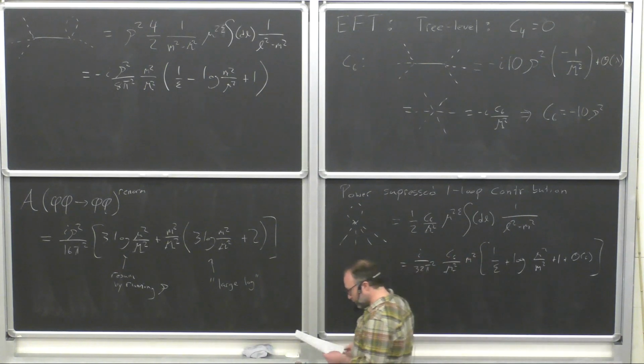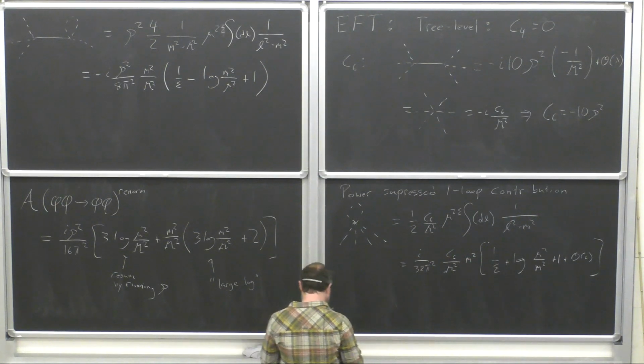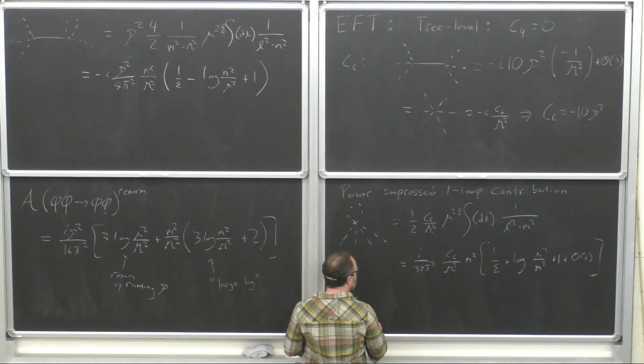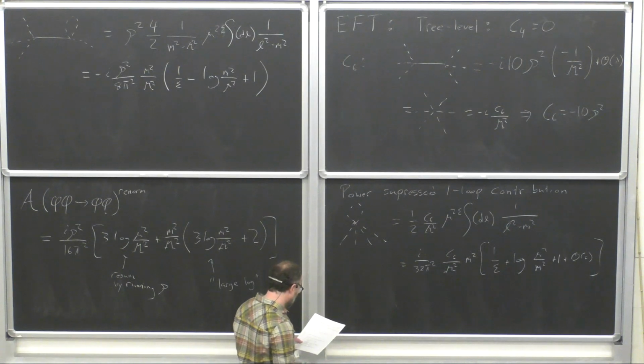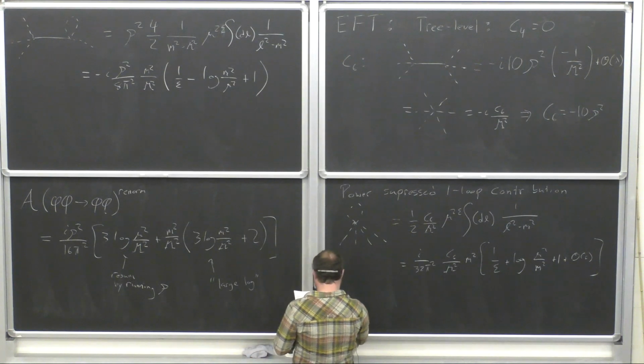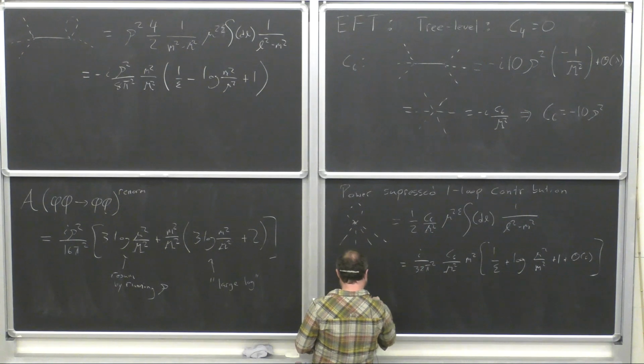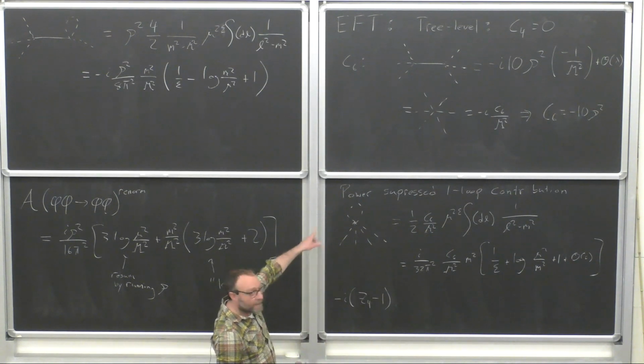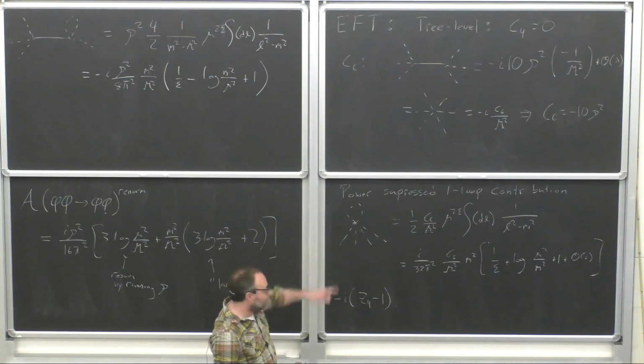Okay, so I recognize the counter term. Well, I'll write it this way. You can tell me if it doesn't make sense. So I have this Z4 that I use to renormalize the 4-point vertex in the EFT.